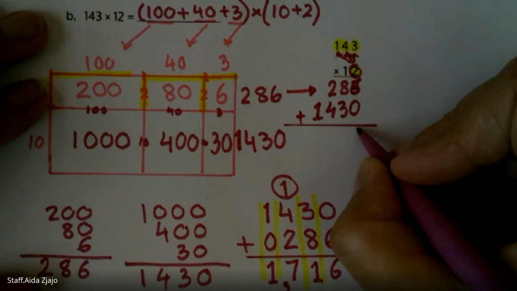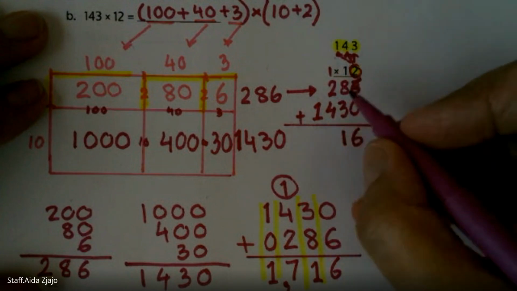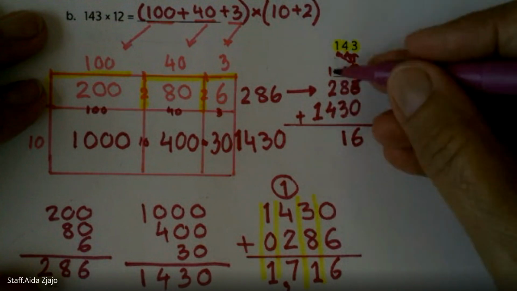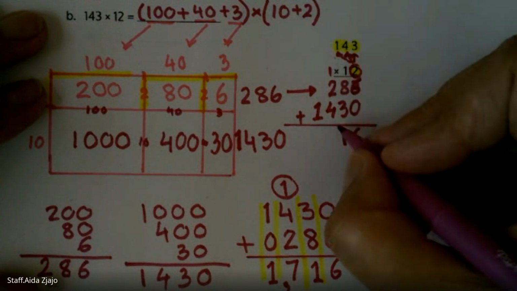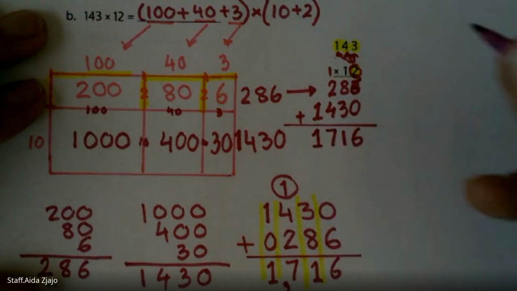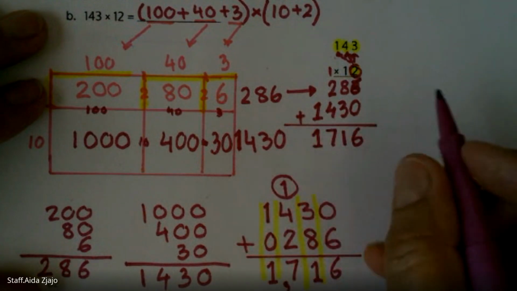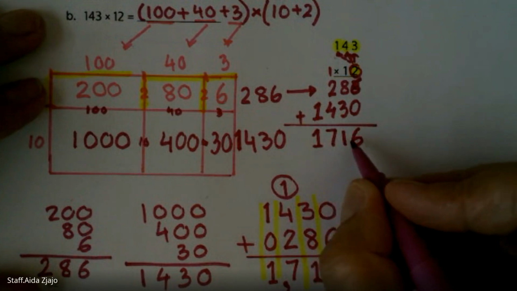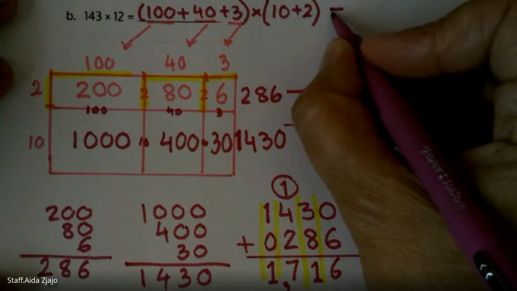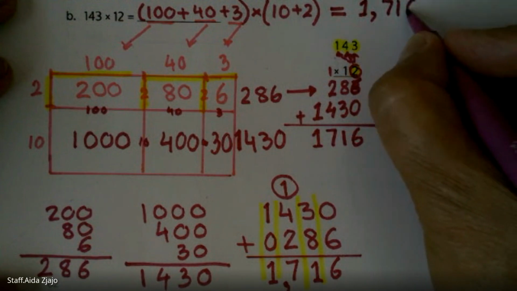6 plus 0 is 6. 8 plus 3 is 11. Remember 1. So 4, 5, 6, 7. Okay, and then that is 1. And look, this one is exactly that number. So that is 1,716, your answer. So here it equals 1,716.